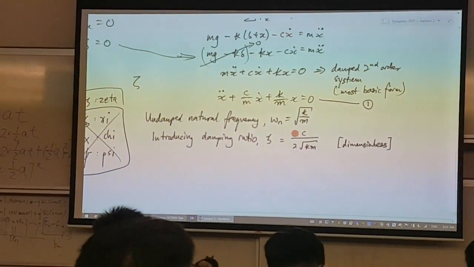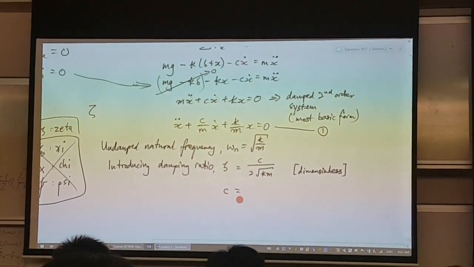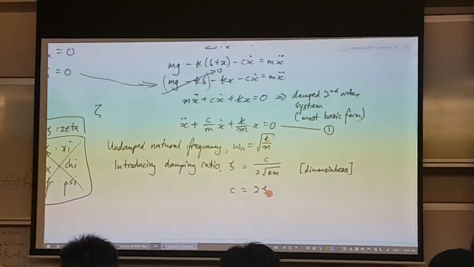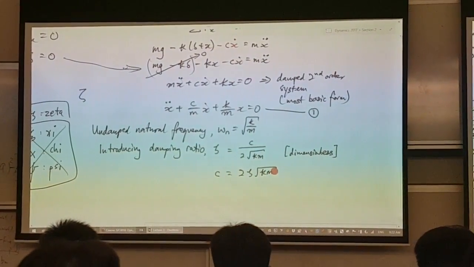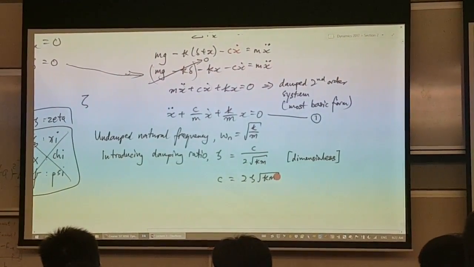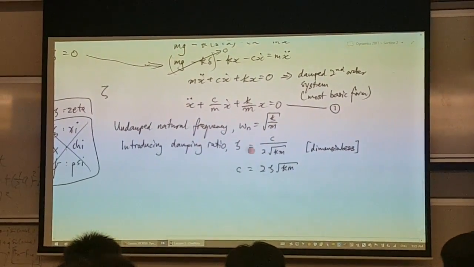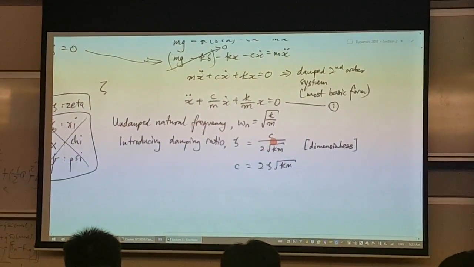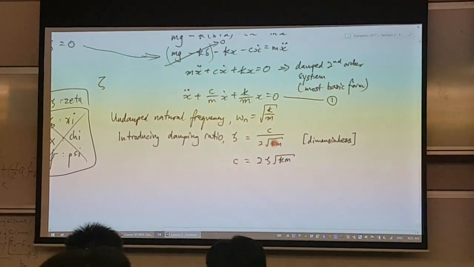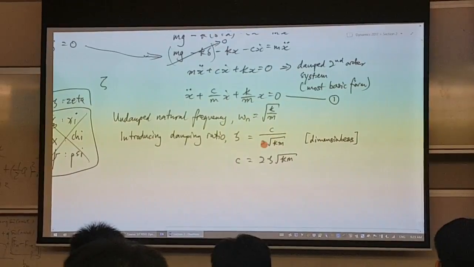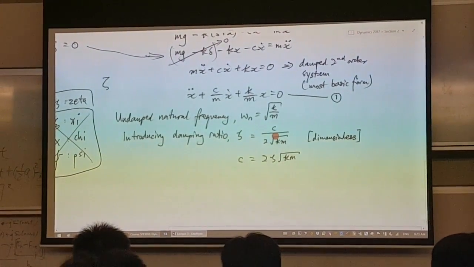And I can re-express this with C as the subject. So C equals 2 zeta square root km. Later on I'll make use of this relationship. How did this come about? Somebody was smart enough to put them together in this way because they are dimensionless. And why divide by 2? That's for a purpose that you get to see later on.